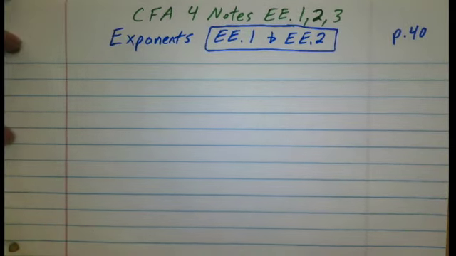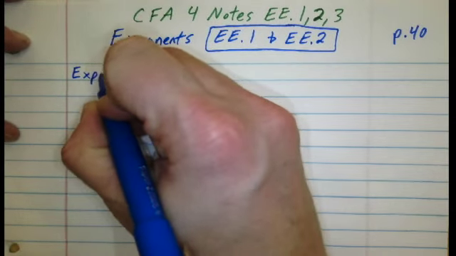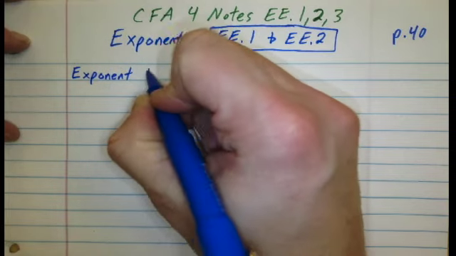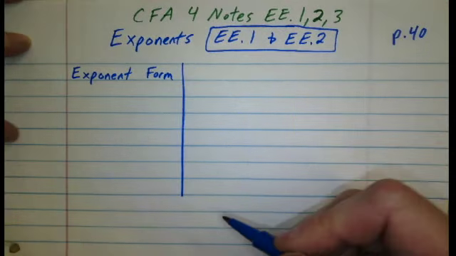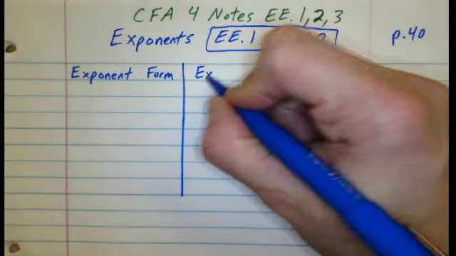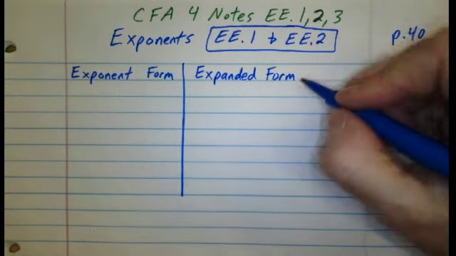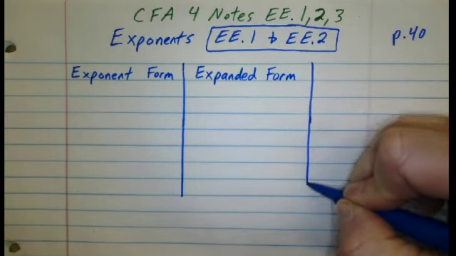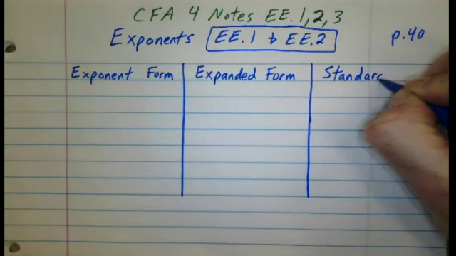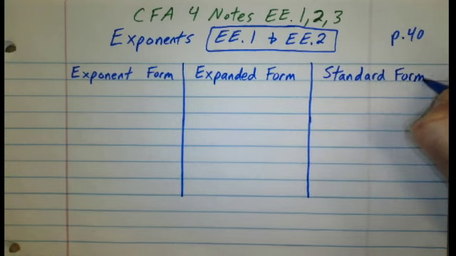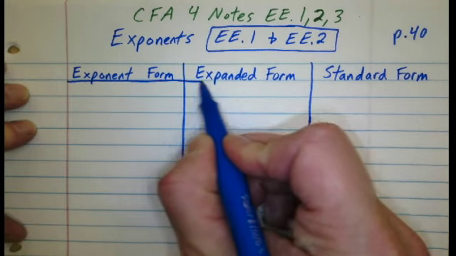The first thing I want to do is make a chart. We're going to start with exponent form. What does it look like in exponent form? And then I'm going to make a line coming down a few. Then we're going to go to expanded form. And again, I'm going to make this chart coming down. And then standard form. And I'm going to trace this blue line here to kind of be our table.